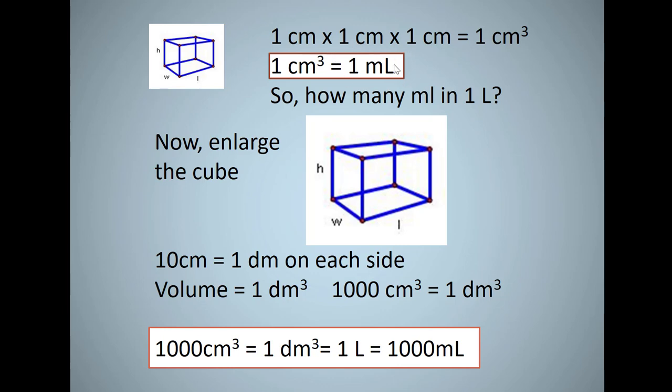Our lab equipment is measured in milliliters. So how many milliliters are in 1 liter? Well, if you know your metric system, you know that milli means 1,000. So there's 1,000 milliliters in 1 liter. If you were to look at a 1 liter cube, you would measure 10 centimeters on each side, or 1 decimeter on each side. So 1 decimeter times 1 decimeter times 1 decimeter, that would be cubic decimeters. That is also equal to 1,000 cubic centimeters. And you know that 1 cubic centimeter equals 1 milliliter.